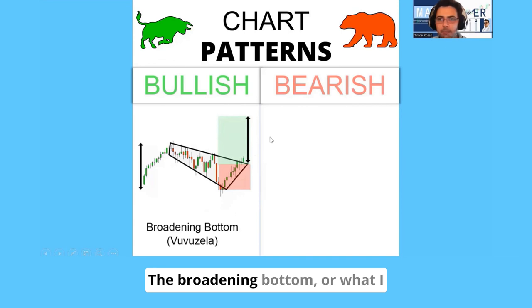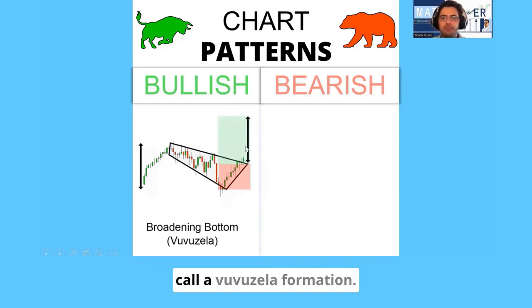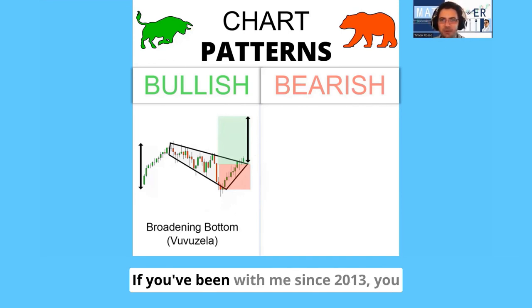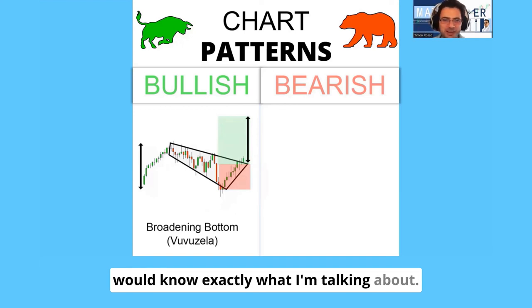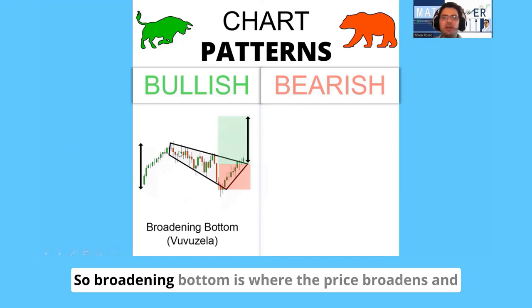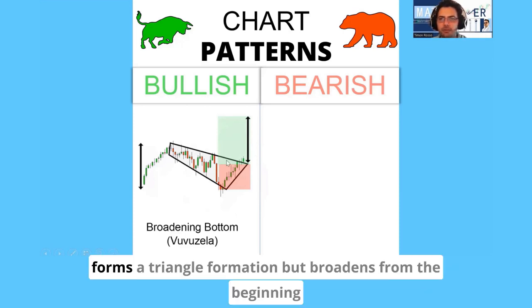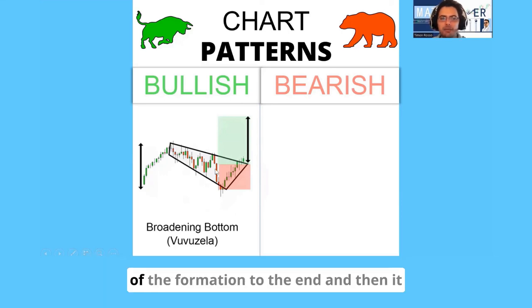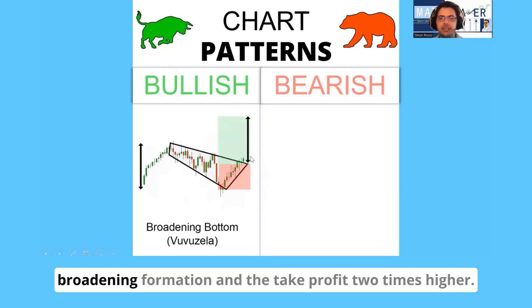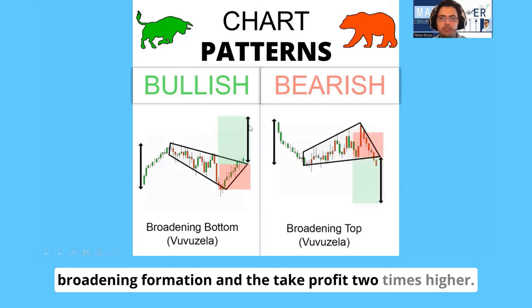The broadening bottom, or what I call a vuvuzela formation. If you've been with me since 2013, you would know exactly what I'm talking about. So broadening bottom is where the price broadens and forms a triangle formation, but broadens from the beginning of the formation to the end, and then it breaks out of the broadening formation. I like to set the stop loss below the entire broadening formation and the take profit 2 times higher.